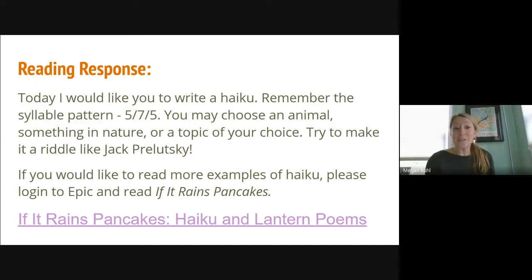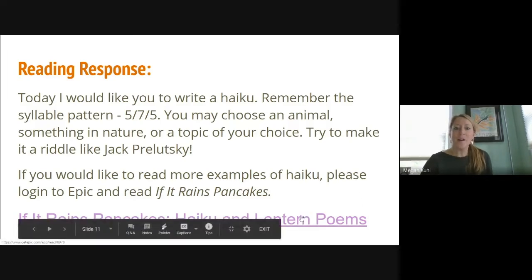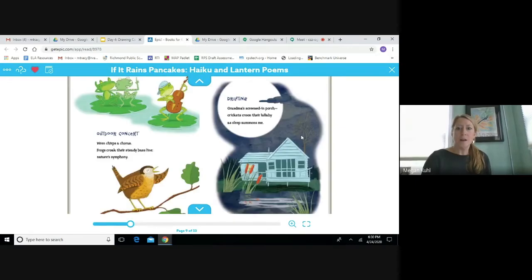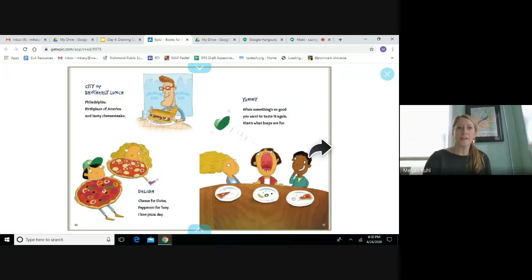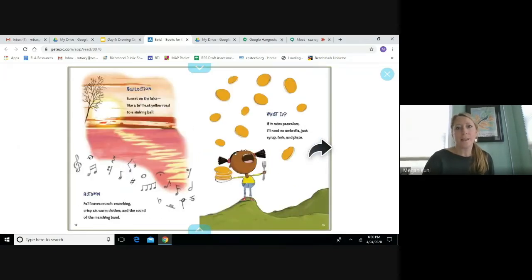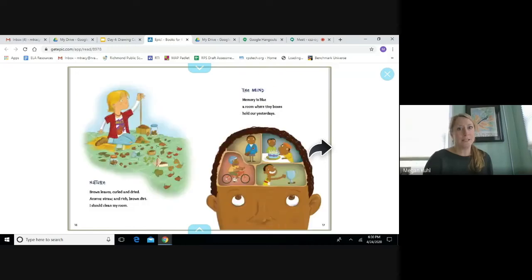If you would like to explore some other haikus, you can also log into Epic and read the book If It Rains Pancakes. This is a book of haiku and lantern poems. I'm just going to give you a sneak peek right now. This is on Epic. So you can see it is a book of haikus, and they look very entertaining.